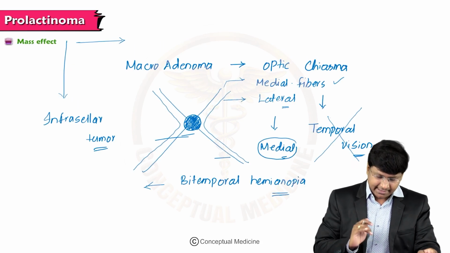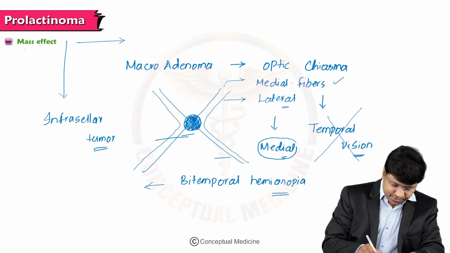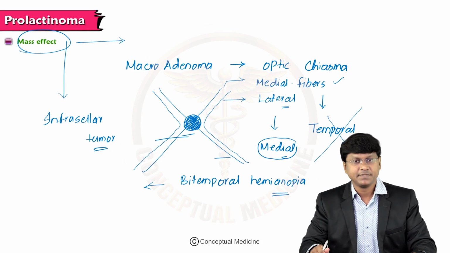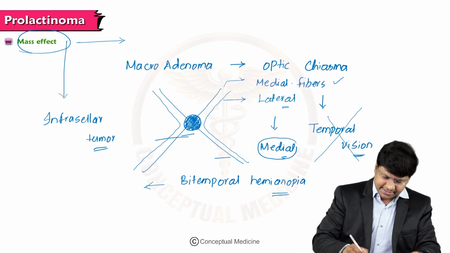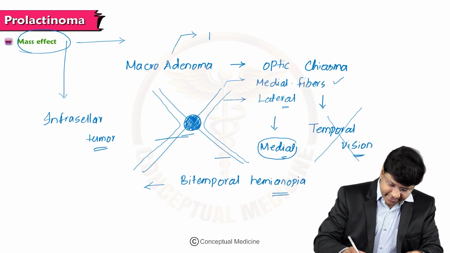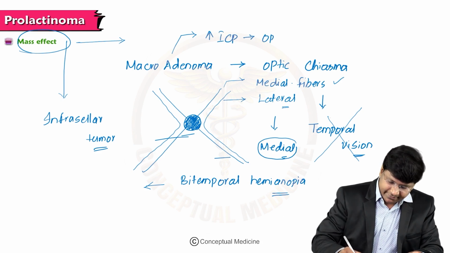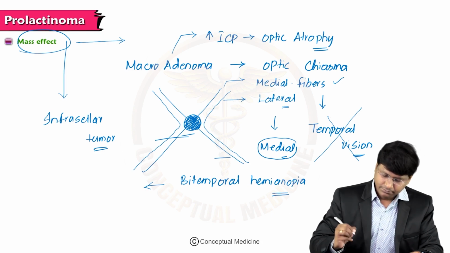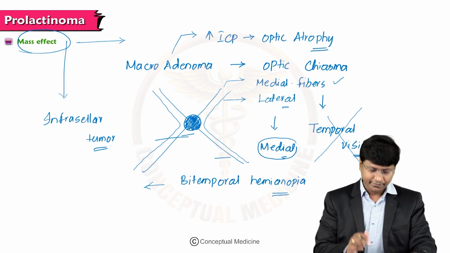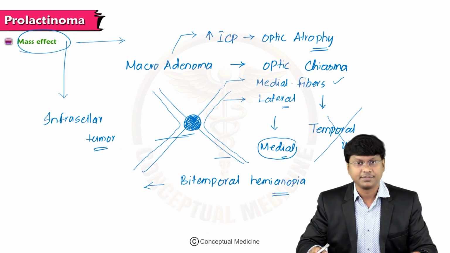Okay, so these are the symptoms due to the mass effect. And not only that, whenever there is macroadenoma, there will be raised intracranial pressure. Because of this raised intracranial pressure, the individual can have optic atrophy. So that is about the macroadenoma.